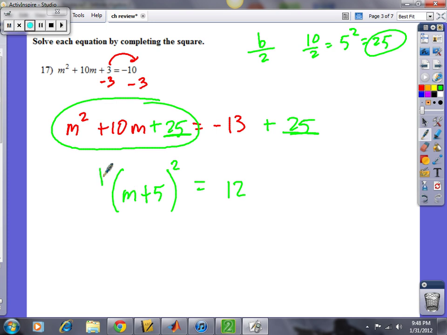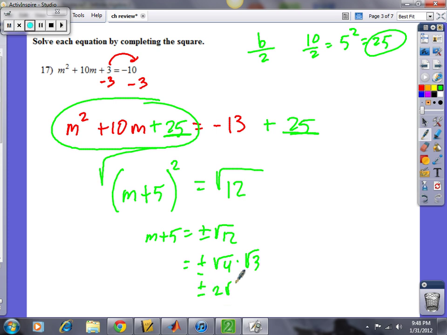Let's get m all by itself. Square root the left, square root the right. So you're going to have m plus 5 equals plus or minus square root of 12. Hopefully you can see that you can simplify square root of 12. Rewrite it as square root of 4 times square root of 3. Because square root of 4 is a perfect number, so you're going to have plus or minus 2 times the square root of 3 equals m plus 5.